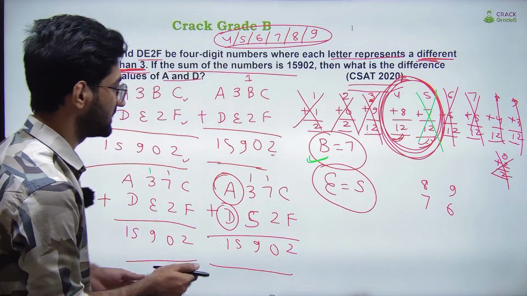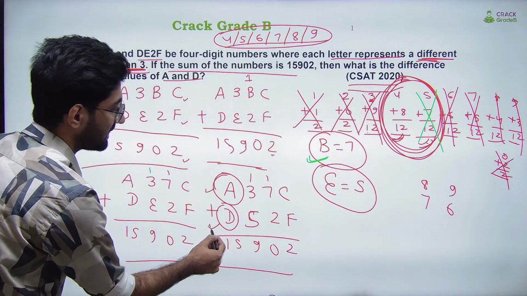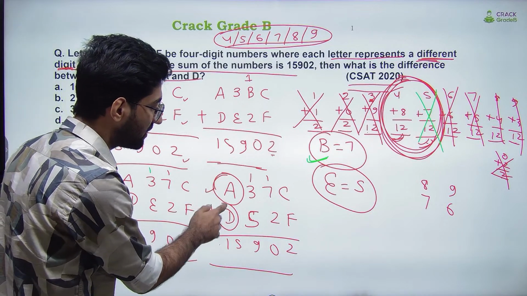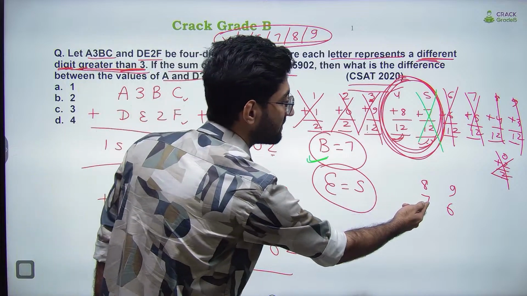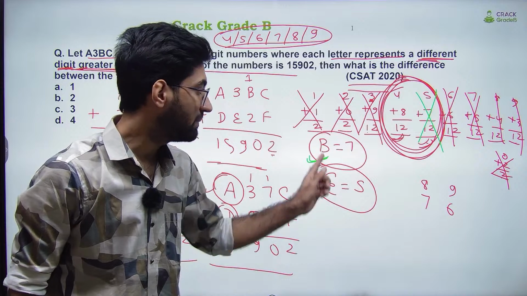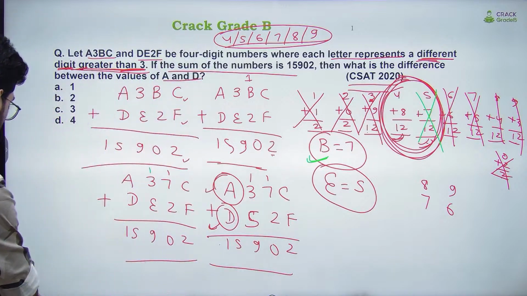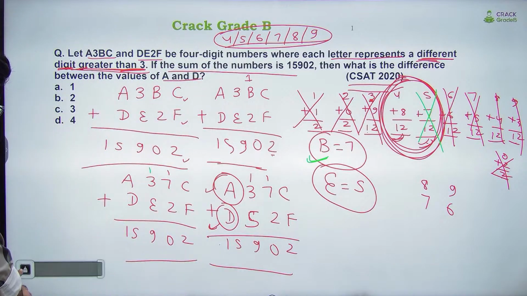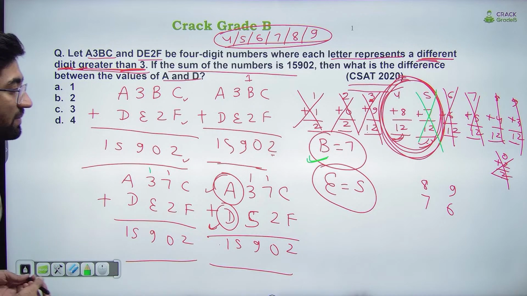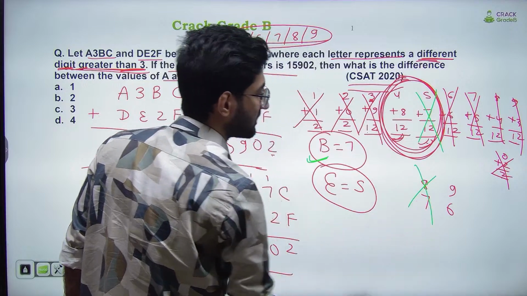But remember one thing, we are talking about A and D. So can any one of A and D be 7? No. A and D can't be 7. Why? Because B is already 7. So none of A and D can be 7. So we will have to eliminate this case.